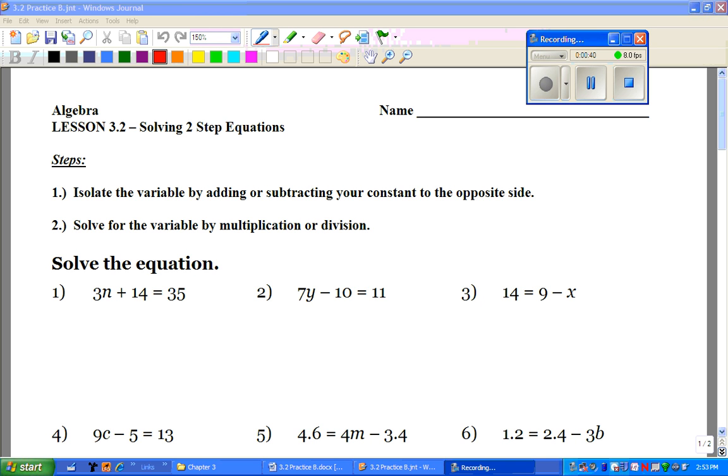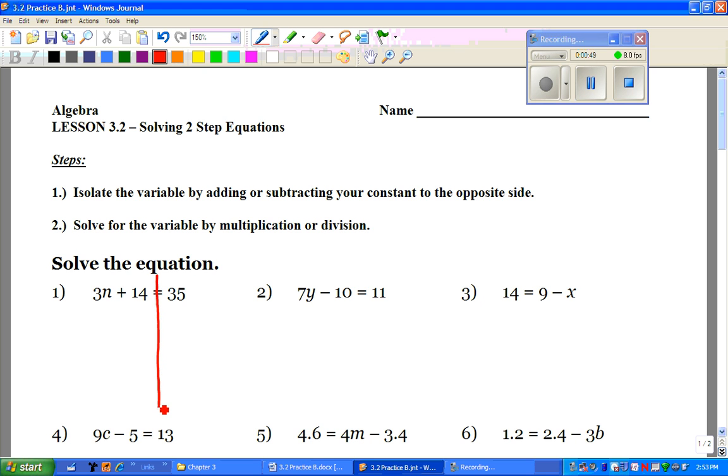So I'm going to show you how to use these two steps right here to solve two-step equations, like I have been showing you. We're going to draw this line in just so we can separate my left-hand side from my right-hand side of my equation.